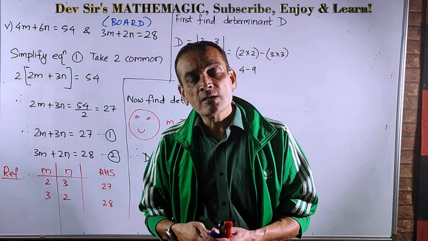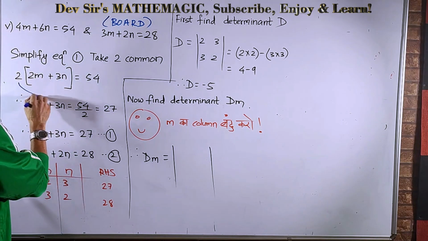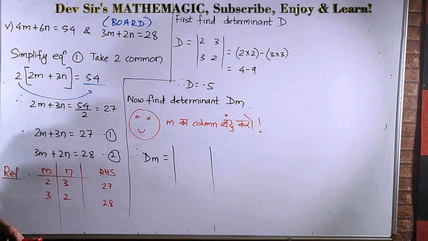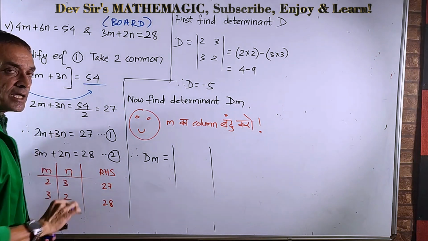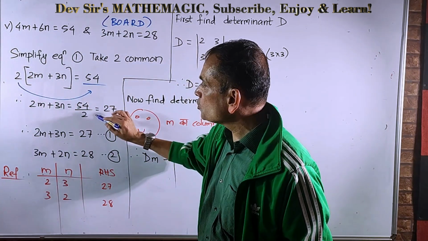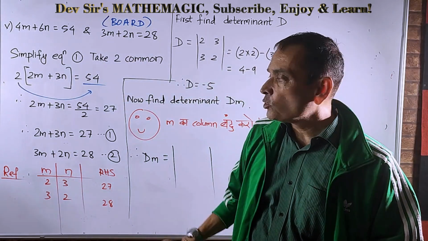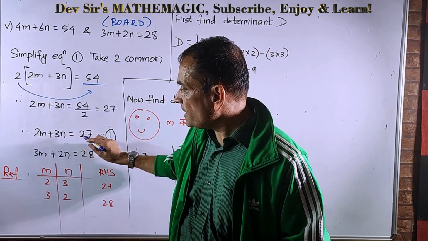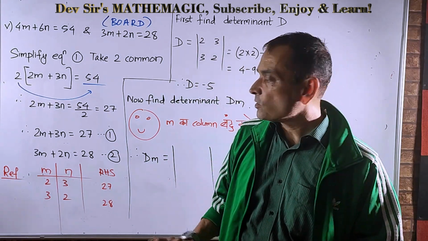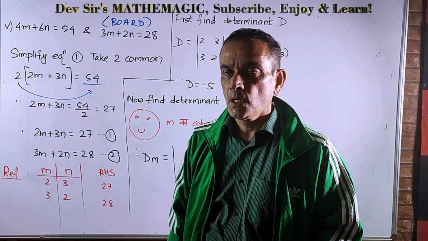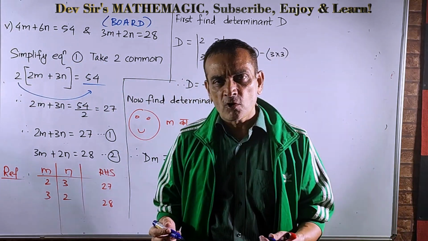Now we all know what is the use of taking that 2 common. That number goes on the RHS like this, below it goes 54 upon 2. 2m plus 3n remains the same. 54 upon 2 gives you 27. So the first equation gets converted into 2m plus 3n equal to 27. That is our simpler equation. Call it equation 1. Even if you don't simplify it, it works, but you will have to calculate for bigger numbers.